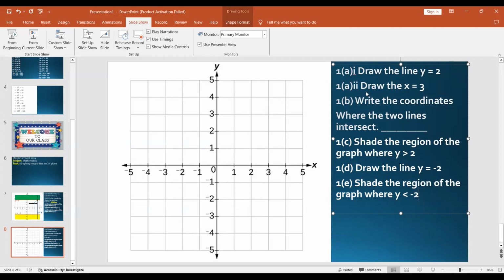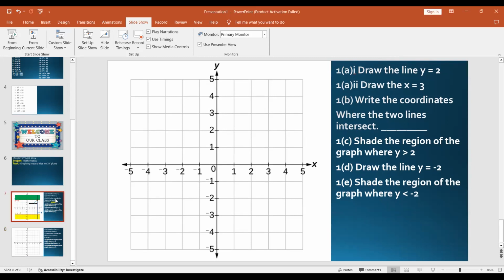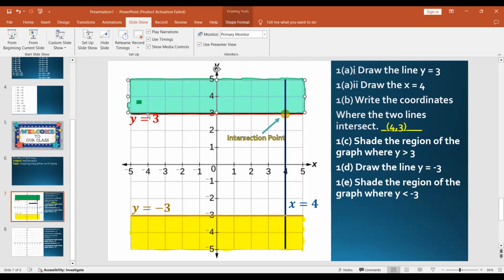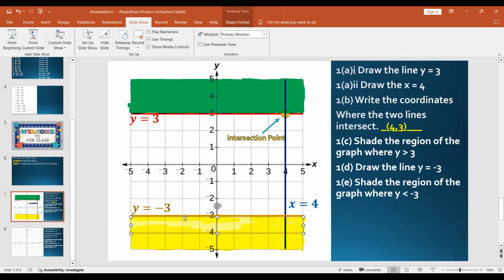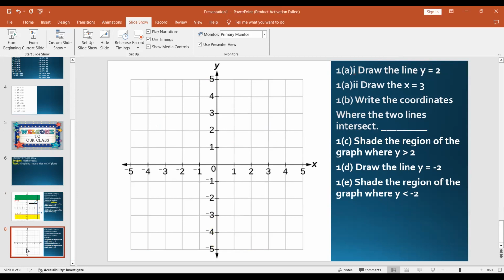Okay, let's go ahead and do this. The first thing we're going to do is, by the way, for those of you who are finished, take a picture of your work and send it to me via WhatsApp. And what we're going to do is draw the line y is equal to 2. Myla, tell me how we're going to draw this line.